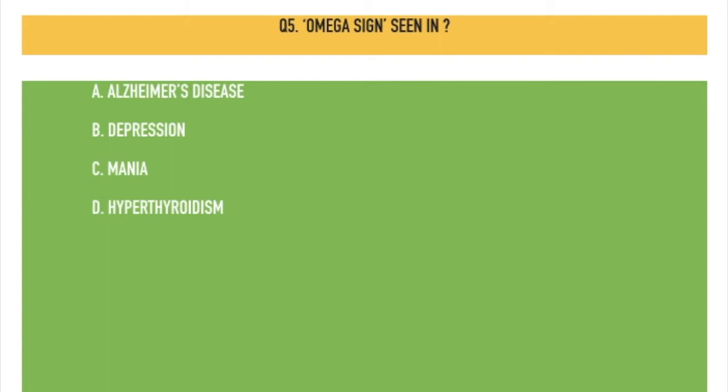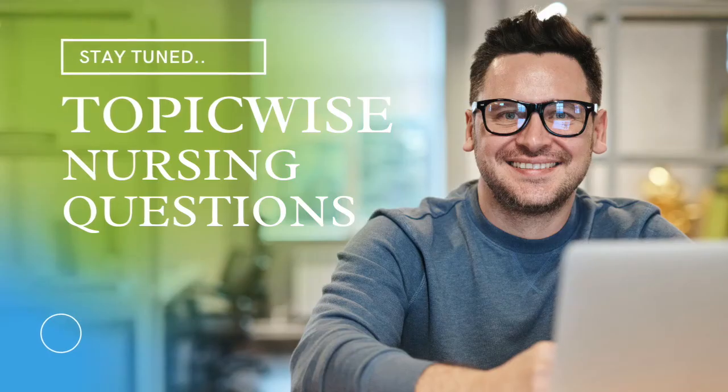That is omega sign seen in option A Alzheimer's disease, option B depression, option C mania, and option D hyperthyroidism. Omega sign is seen in. It's a straight question. Omega sign is seen in B, depression. This is omega sign. Ohm, you know the symbol of ohm. This is omega sign. It will be seen in the forehead of a depressed person. The wrinkles in the forehead of a depressed person. That is omega sign. And it is seen in depression. Option B is the answer.